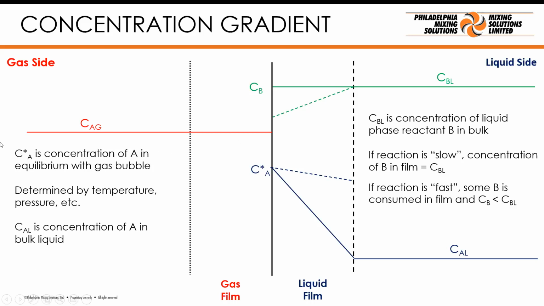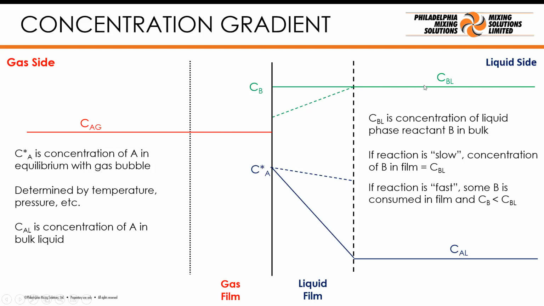We assume that the gas phase is well mixed, that the concentration in the film on the bubble side is uniform. In the liquid, the gradients are going to depend on the rate of reaction. If the reaction is fast, the concentration of A in the liquid is going to be lower than the equilibrium concentration. If the reaction is slow, the concentration in the liquid phase is going to be close to the equilibrium concentration. You have to have a gradient for molecule A to move into the liquid.